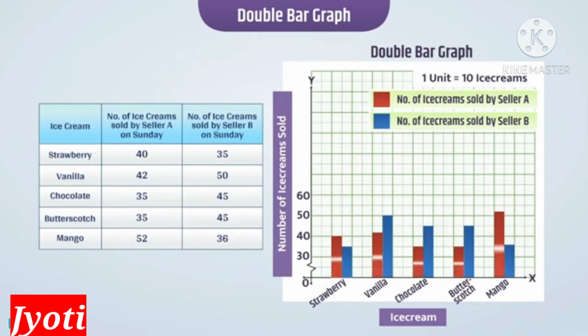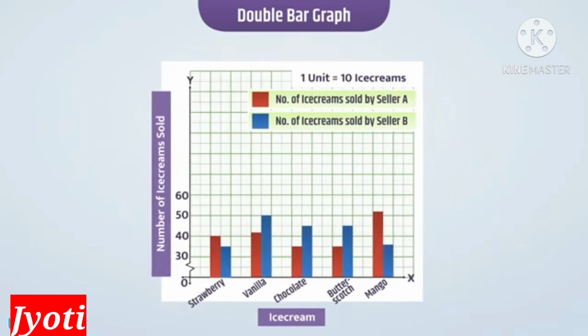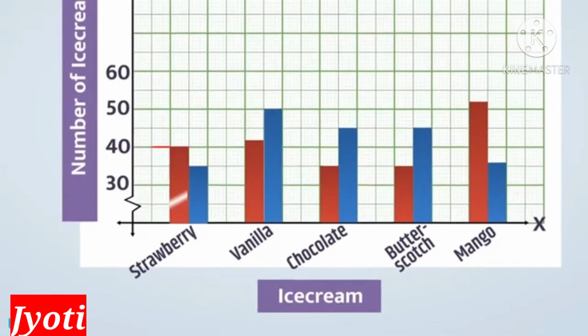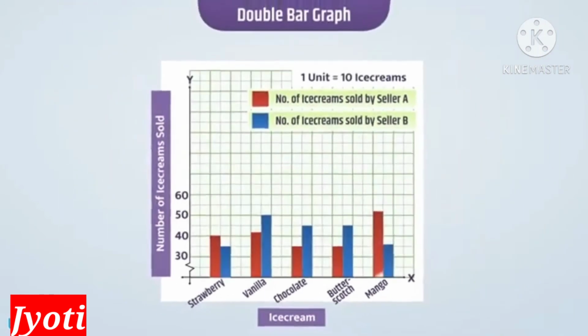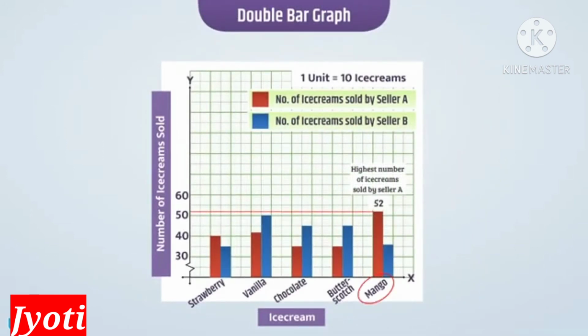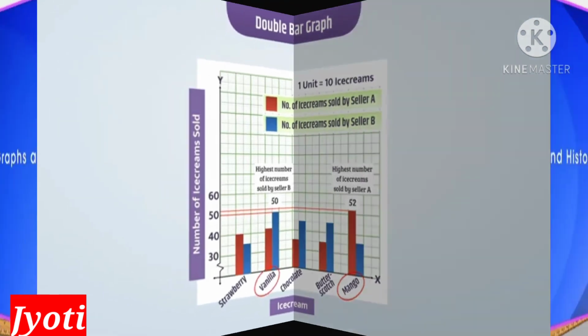Note that we have used different kinds of bars to represent each seller. Let's understand some of the advantages of double bar graphs. As you can see, we can easily compare the sale of ice creams by two sellers on the same graph. For example, seller A sold 40 strawberry ice creams, while seller B sold 35 ice creams, that is, 5 ice creams less than seller A. Highest number of ice creams sold by seller A is 52, which is mango ice creams, while highest number of ice creams sold by seller B is 50, which is vanilla ice creams.